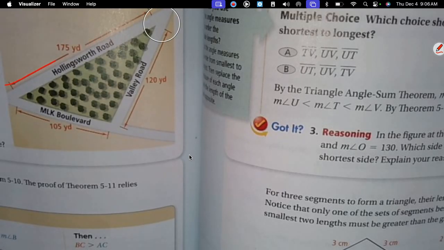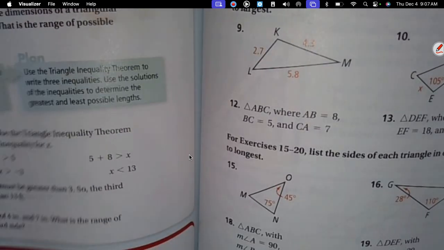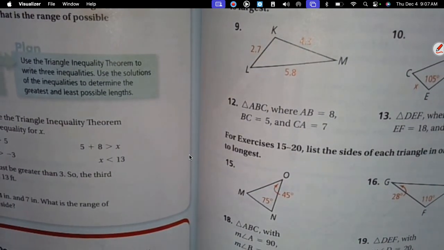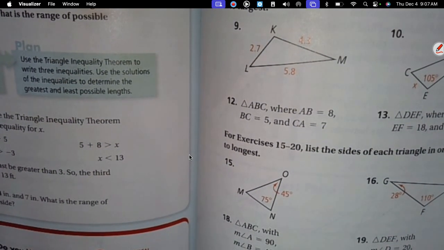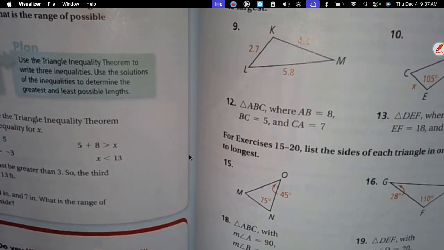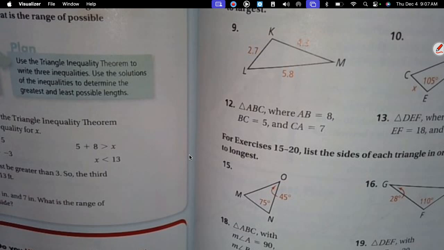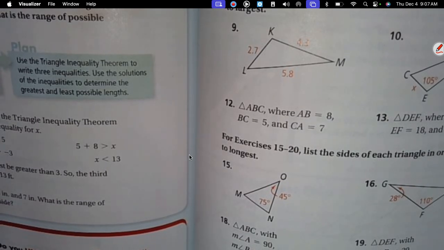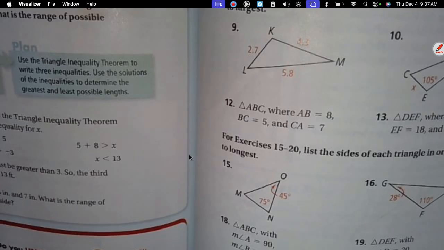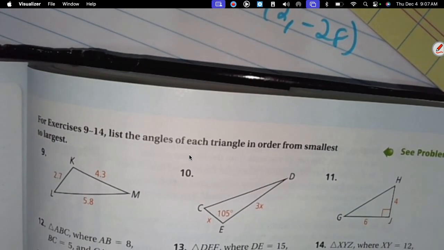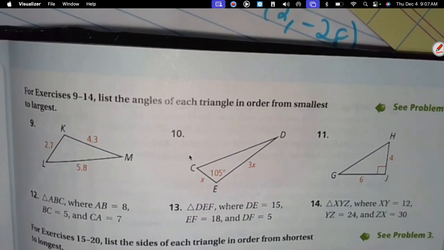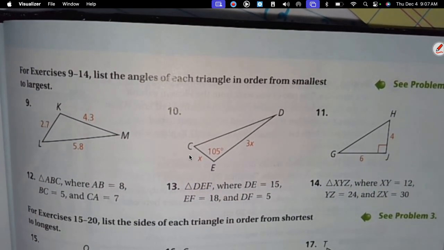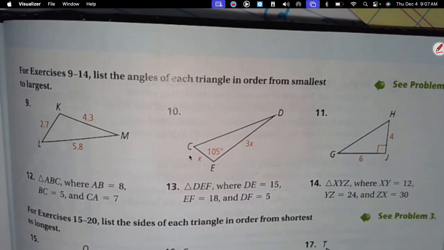Okay, let me see if I have another picture or another one. Let's see this one. I think right here. Okay. List the angles of the triangle from smallest to largest. So look at number 9. What angle is the smallest? What number is the smallest?